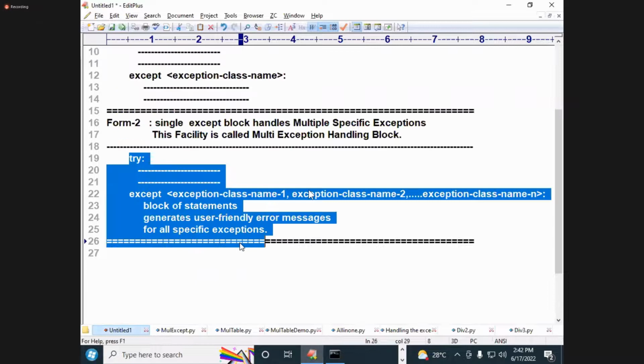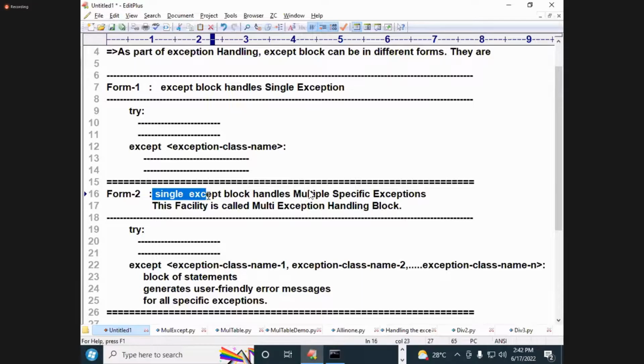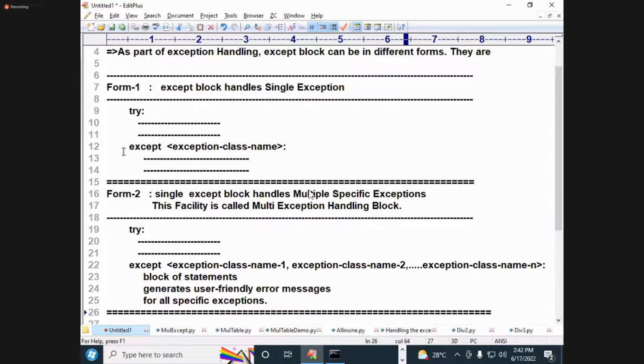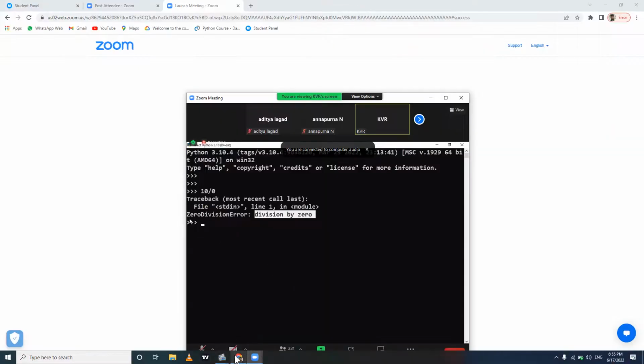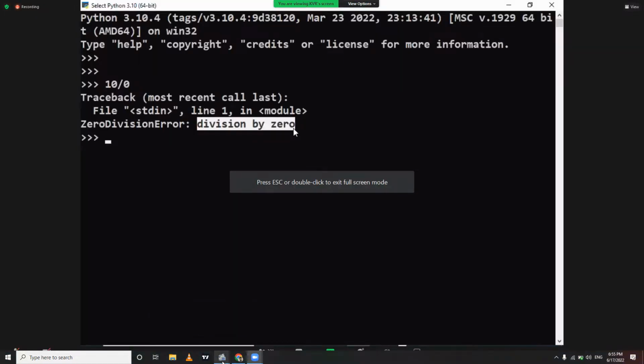Form number 2 is called what? Single except block handles multiple specific exceptions. Next I am going to enter into the next form. What is the next one? Which exception has occurred? What is the message coming along with that? This message is captured in the alias name.